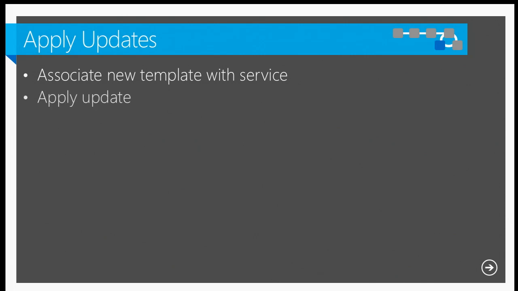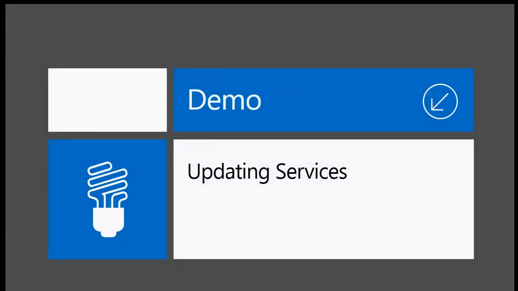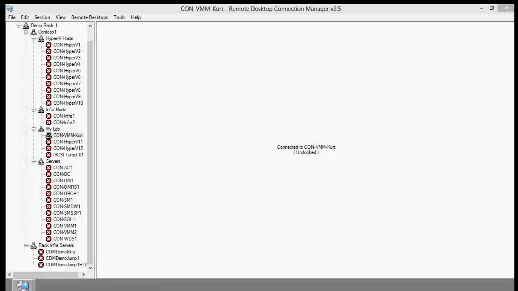And then I'll jump to the next step before I show applying the updates. This is when you would associate the new template with the service, and then you apply the update, and it'll get those changes. So I'm going to jump. There it is.